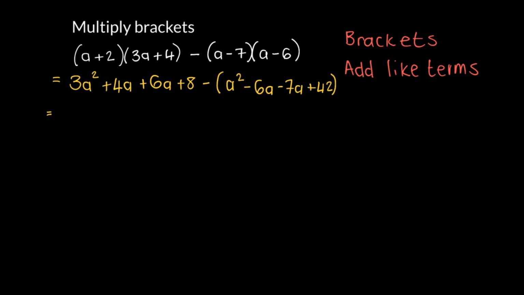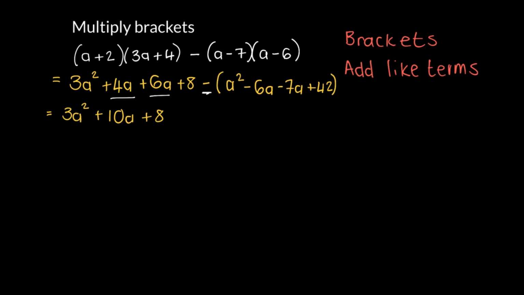which is equal to, so now on this first part here, I'm just going to add all the like terms I see. So first I'm going to get 3a squared, then I'm going to have 4a plus 6a, and that's going to give me 10a, so I'm going to have plus 10a plus 8.